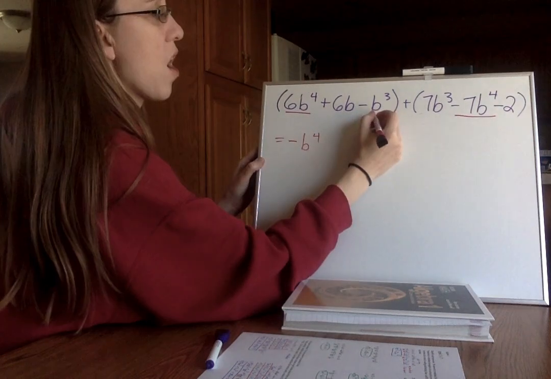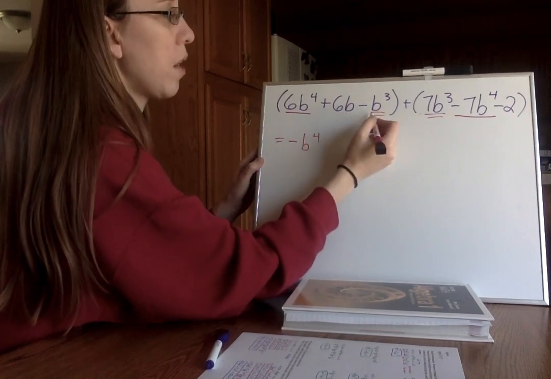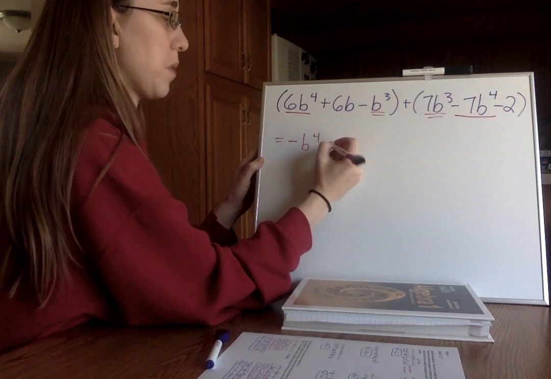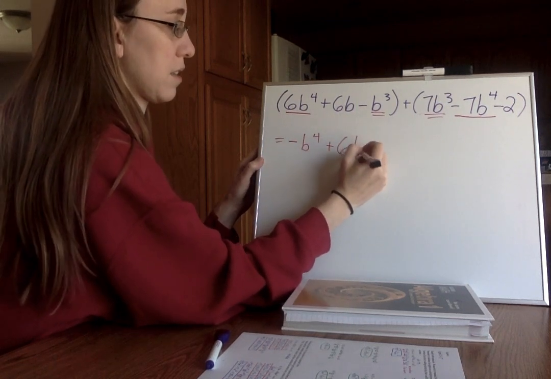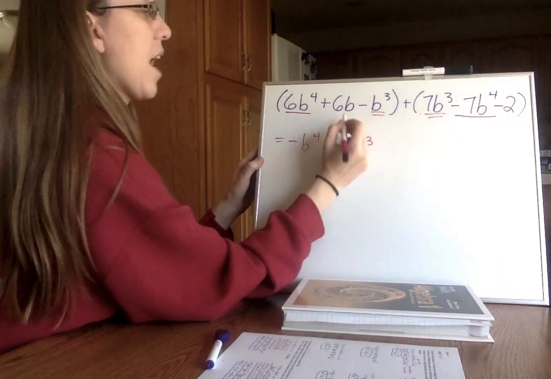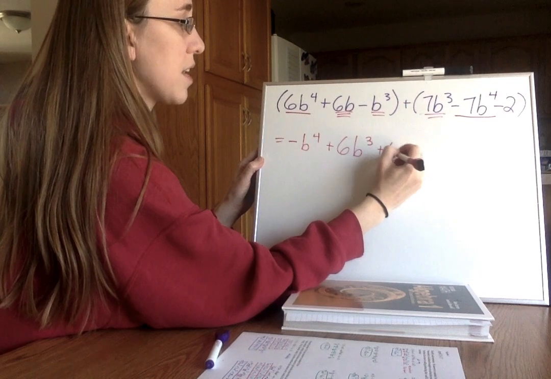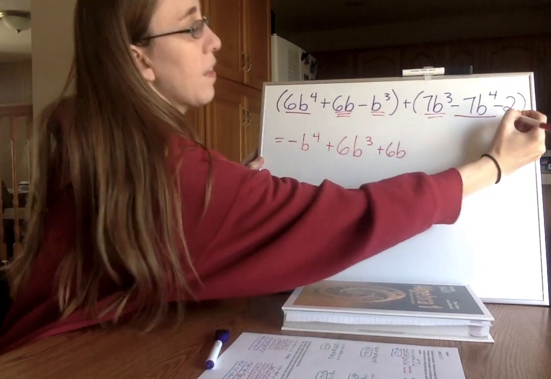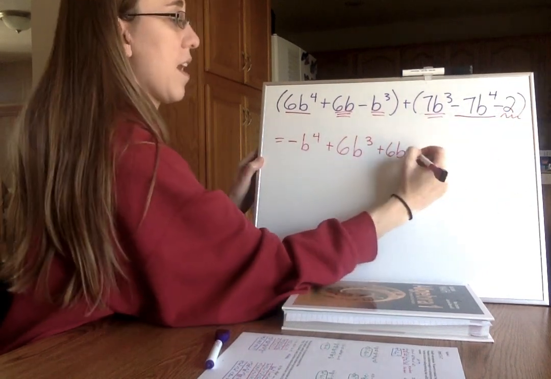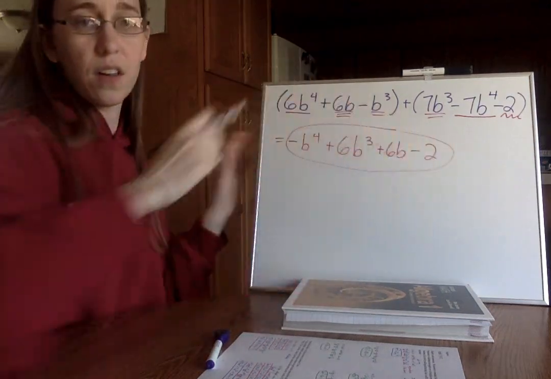Then we have our third power. That's our next highest one. So negative 1b to the third plus 7b to the third is 6b to the third. Then we have a single b. It's the only one, so we can just copy it down as is. And then last we have this constant, that negative 2. So then there is our final answer.